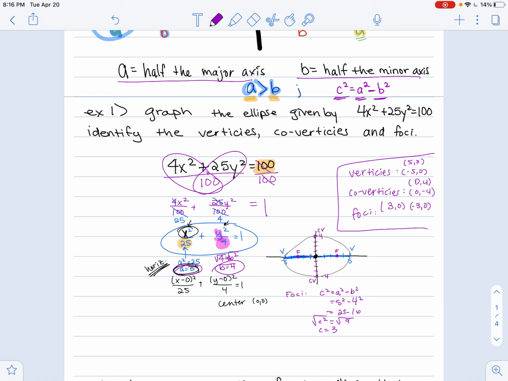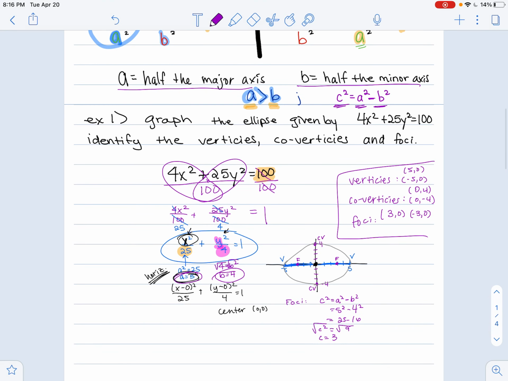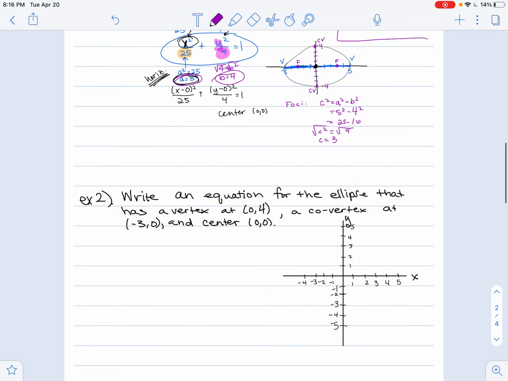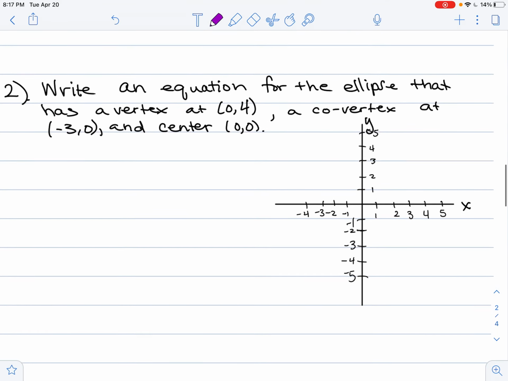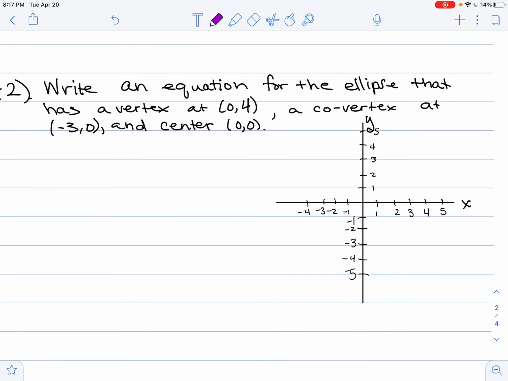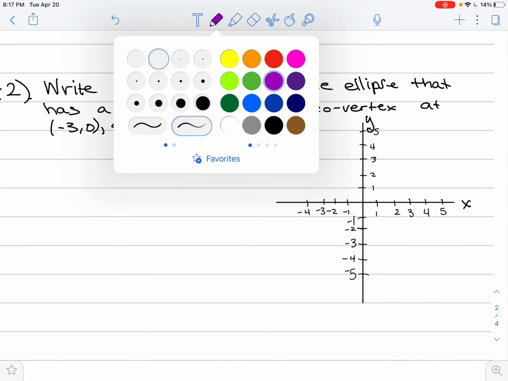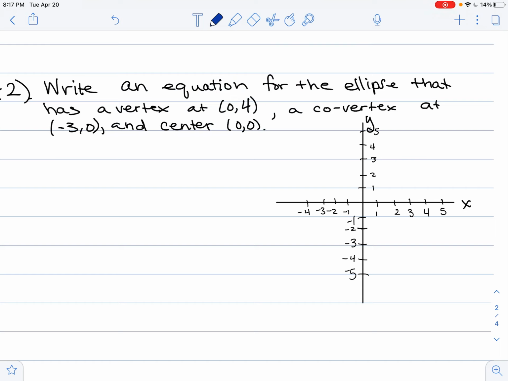I know there's a lot of little pieces in there, but once you get the basics down, the major axis of A, the minor axis of B, and the center, you've got everything you need. Okay, so this next one, write an equation for the ellipse that has a vertex of 0, 4. So here's our vertex of 0, 4. We know that that's going to be the top of the ellipse at the major axis, okay? And a co-vertex at negative 3, 0. So here's the thing.